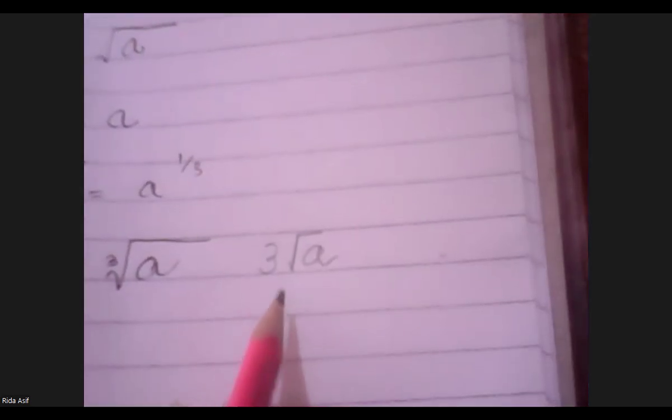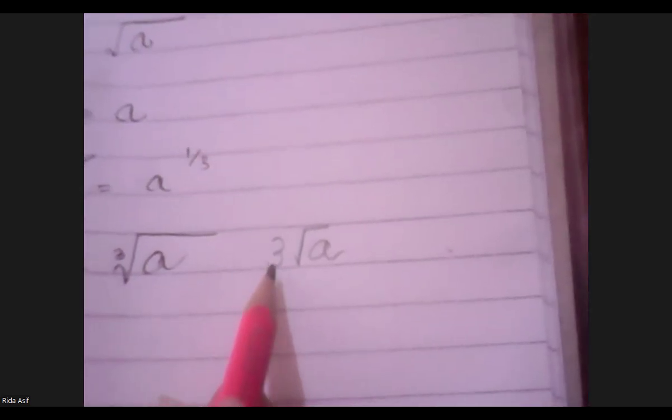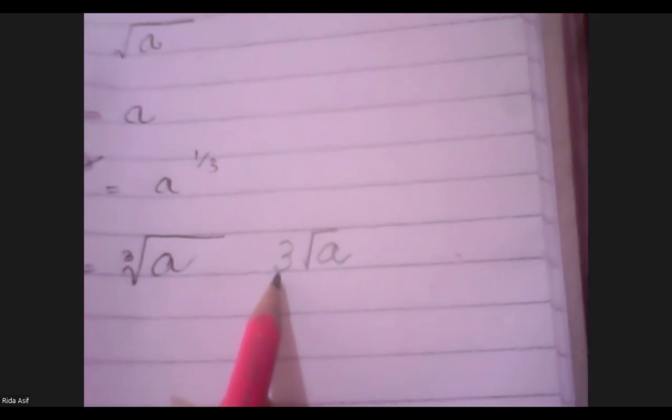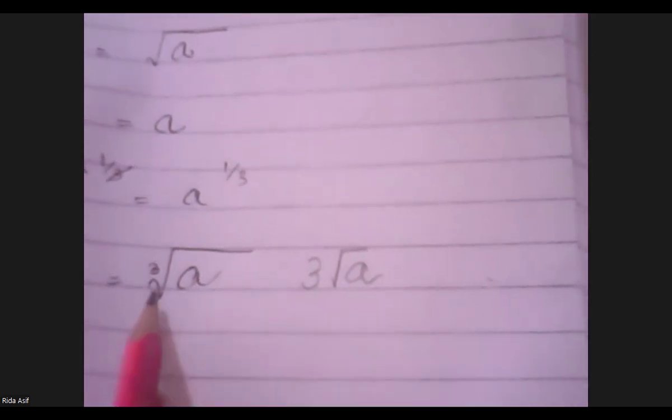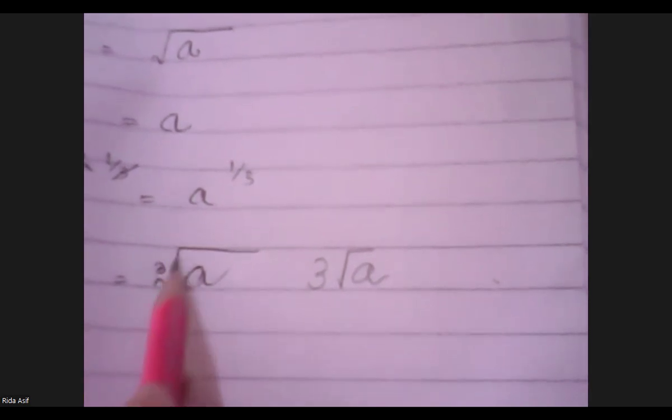Okay, you are writing 3 root A. Don't write like this. This shows that this is the coefficient 3. Just understand the difference between these two expressions. This is the index 3 and this is the radicand. And this is the coefficient 3 with the radical sign. Clear? So avoid writing in such a way. Clear, students?